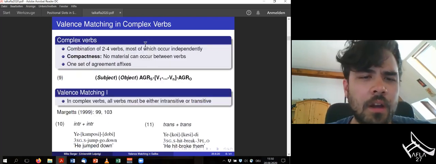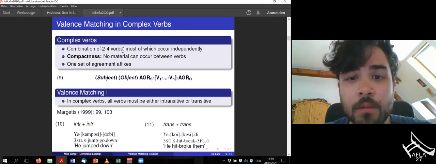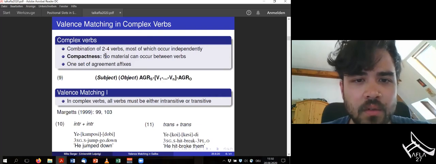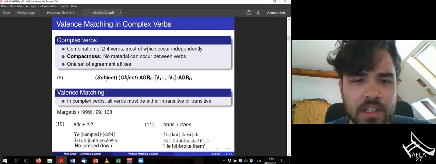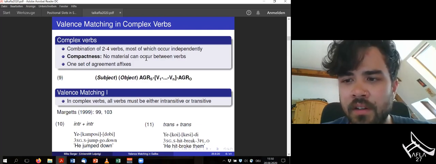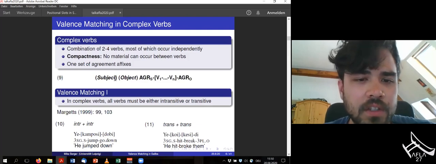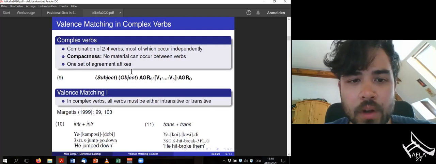Returning to complex verbs. Complex verbs involve the combination of 2 to 4 verbs, most of which occur independently. Complex verbs are compact, so no material can occur between verbs. In terms of the commonly drawn distinctions, these would be classified as nuclear layer serial verb constructions. Giving you the general schema in 9, we have one set of agreement affixes to the left and to the right of the complex verb respectively.